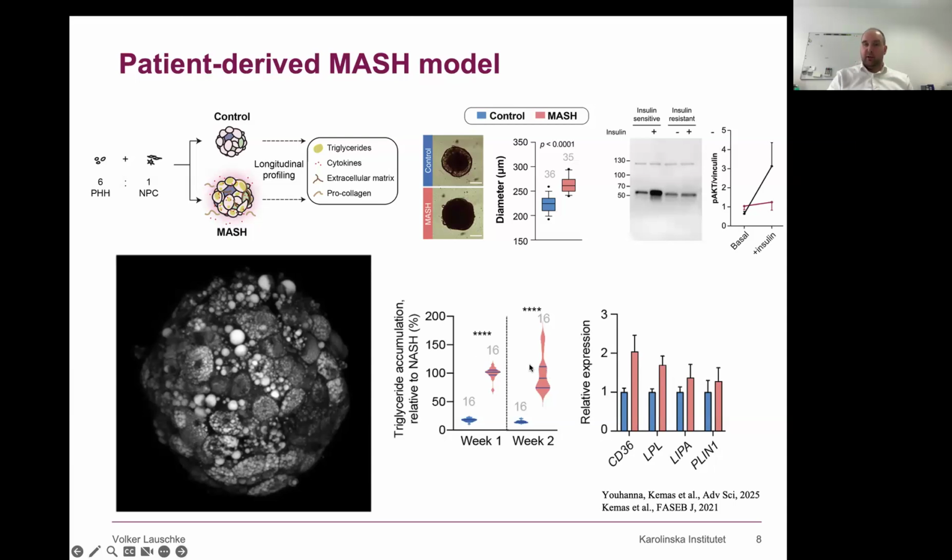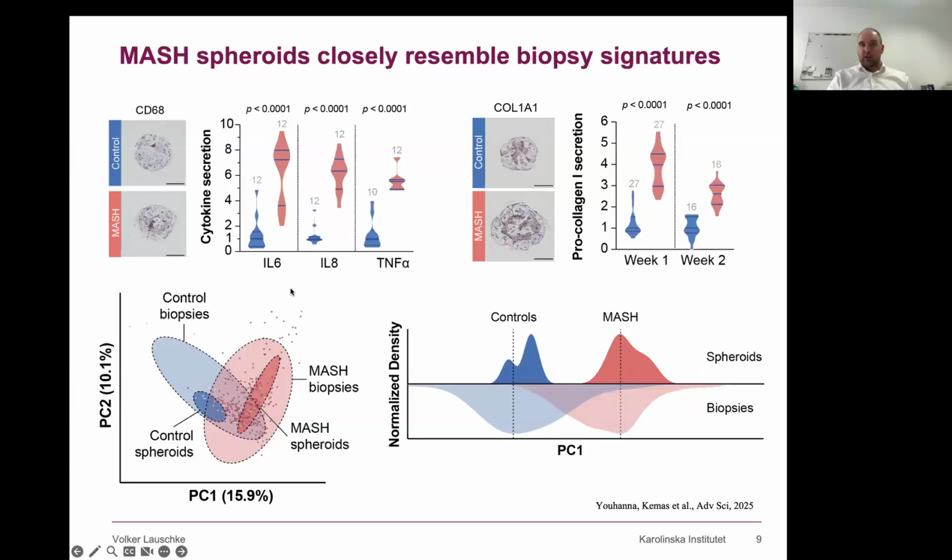We can also use a variety of different biochemical assays to really quantify the extent of hepatic steatosis in those 3D cultures. It doesn't stop at the level of steatosis. We can also measure pro-inflammatory cytokine secretion. We see that this is elevated when we use patient-derived cells. We also see that in patient-derived cells, there's more extensive collagen 1 A1 deposition, and also increased secretion of pro-collagen 1.